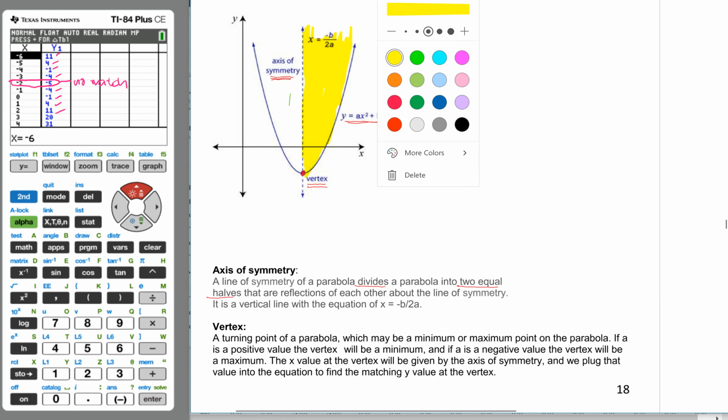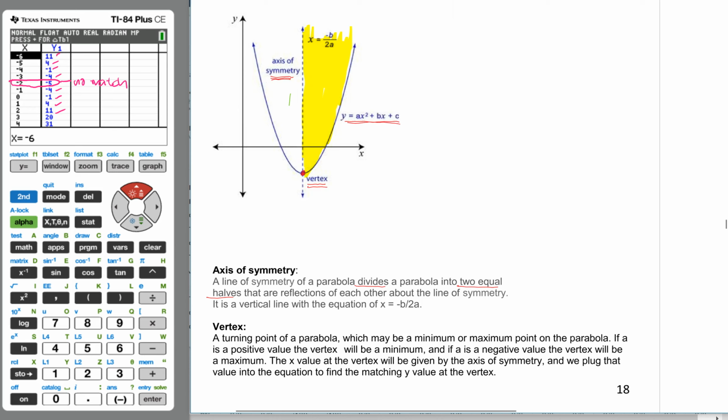Let me just use a different color here. So this part here and this part here are the same. So that's the axis of symmetry. It cuts the parabola into two equal halves, a reflection of each other about the line of symmetry. So you see here the line of symmetry is this one, or the axis of symmetry. Line of symmetry or axis of symmetry are the same.